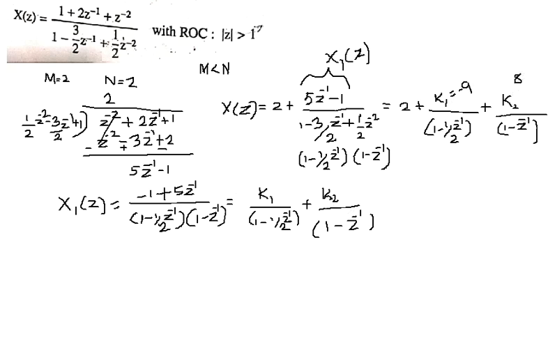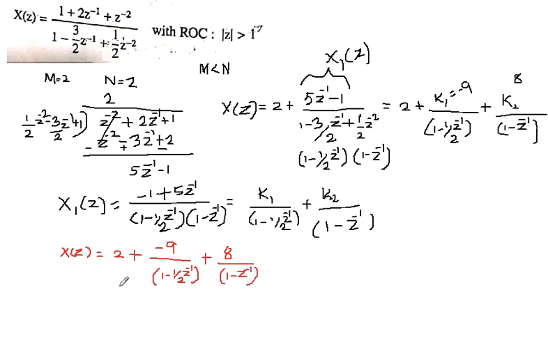So let's use those and write it here. So the value of our X of z is given by, let's write X of z. This X of z is equal to, from this it is 2 plus, and from this equation the values of k1 and k2 are minus 9 and 8. So minus 9, 8 divided by 1 minus z raised to minus 1.